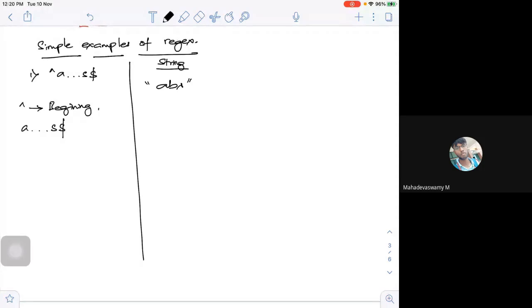Now look at this. It's going to start with this particular thing, and this will work. Anyhow, the starting letter A is there, but I'm not seeing the 3 letters in between. There is only one letter, which is B. I don't have any 3 letters over there.